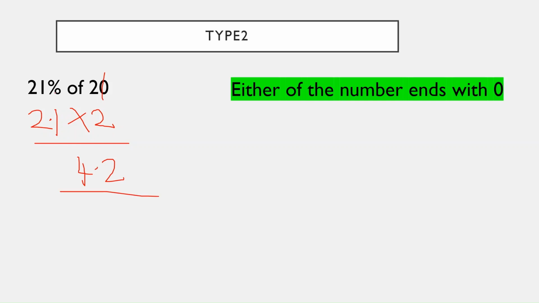Understood, friends, about this trick? Whenever you find either of the numbers ends with 0, you have to write the other number as it is, cancel this 0 and put a point here. That is 2.1 into 2.